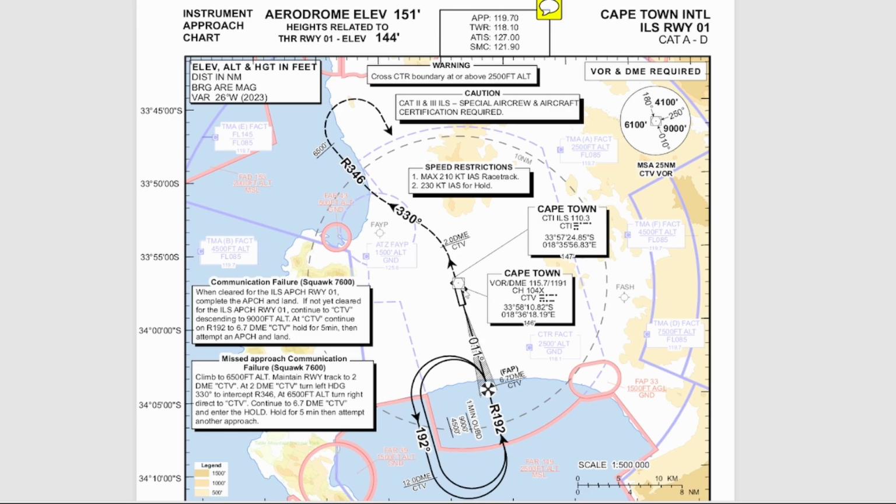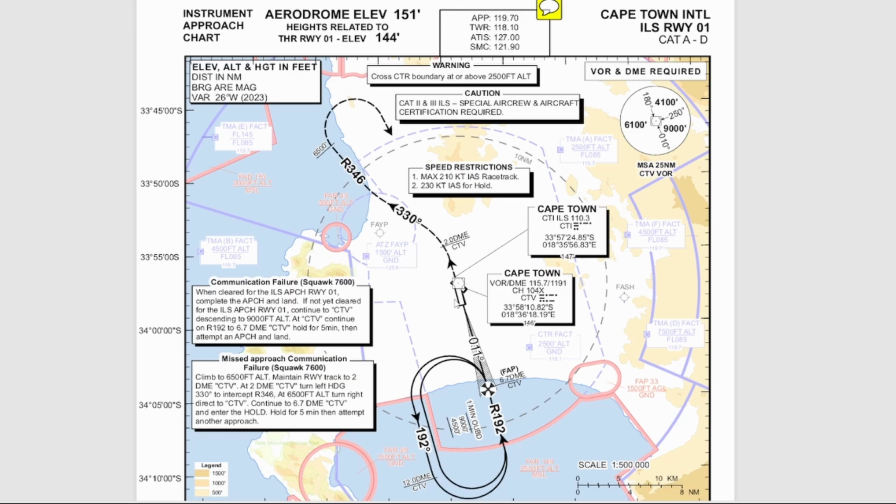We will still be tracking DME, because sometimes it says the ILS, but here it's mentioned CTV, 2 DME CTV. There you are, DME CTV. So it should be the VOR that we will be tracking at that point. And when we reach 2 nautical miles, we turn left to a heading of 330, to intercept the 346 radial.